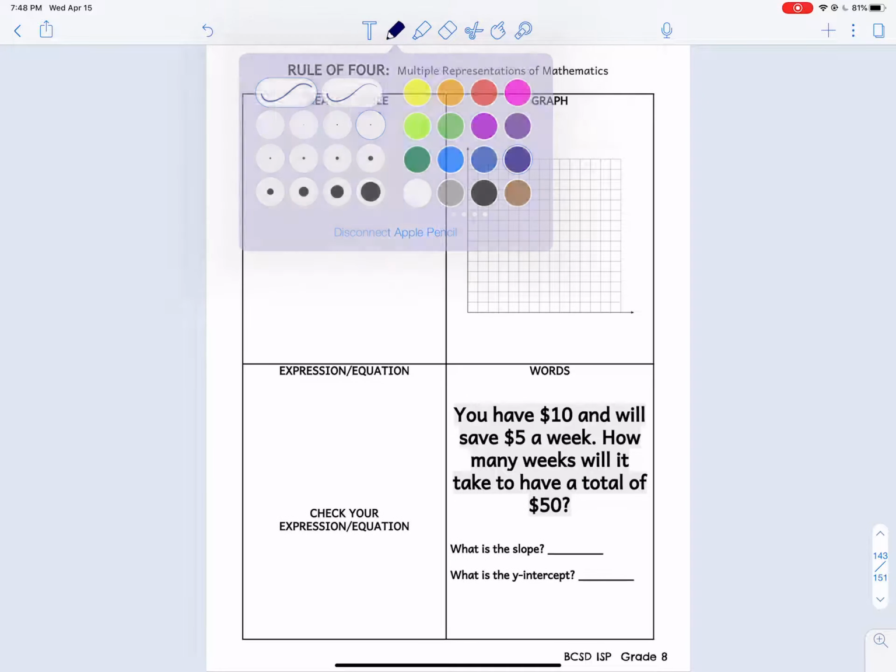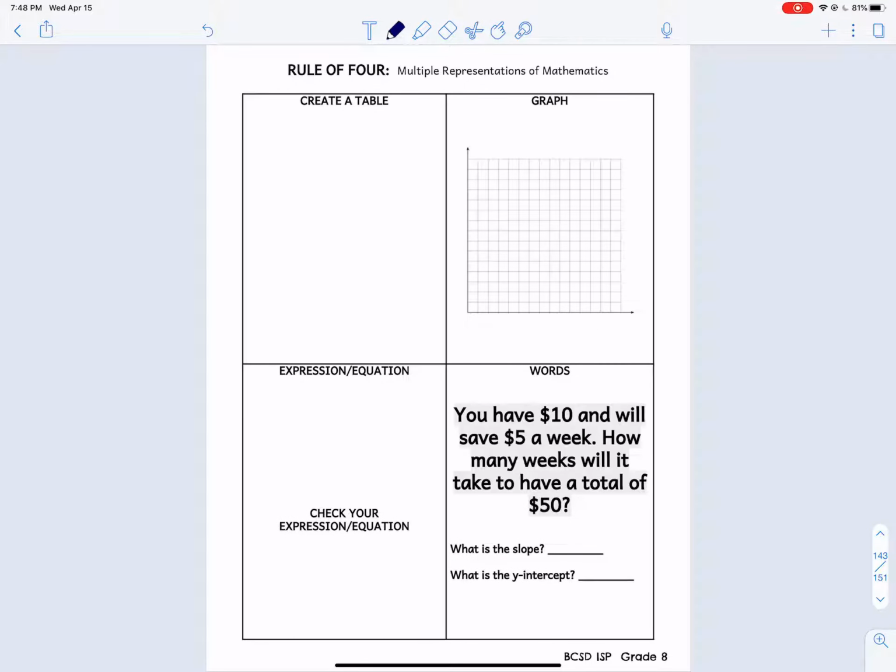So we have rule of 4. And again, I'm going to help you with the equation, but you can make a table based off of the equation or the information that we're given here in the description. Okay, so it says you have $10 and will save $5 a week. How many weeks will it take to have a total of $50?